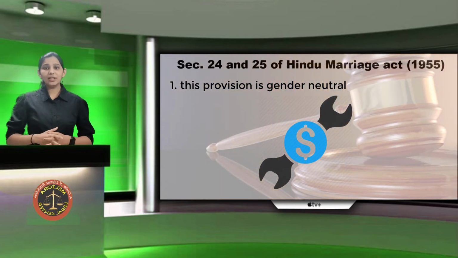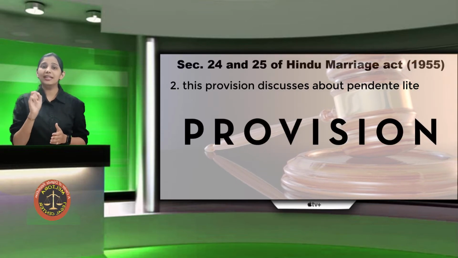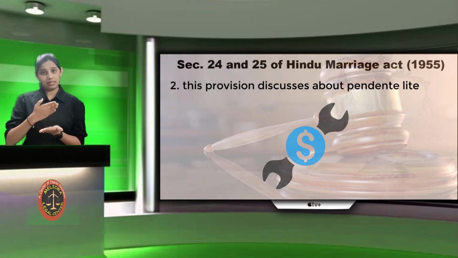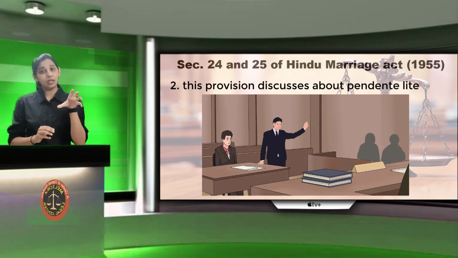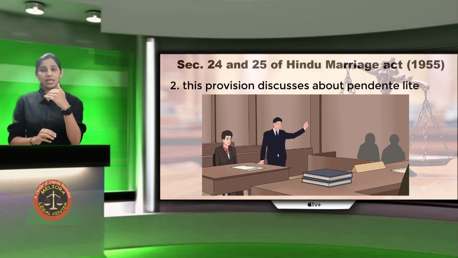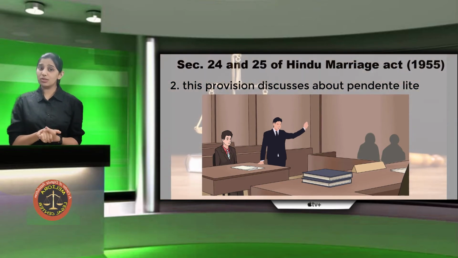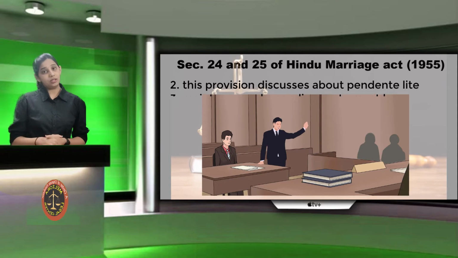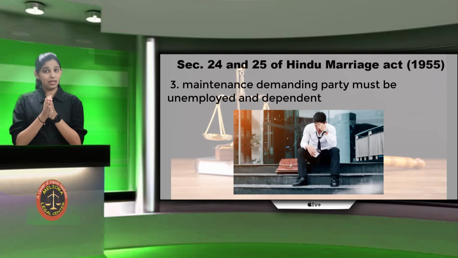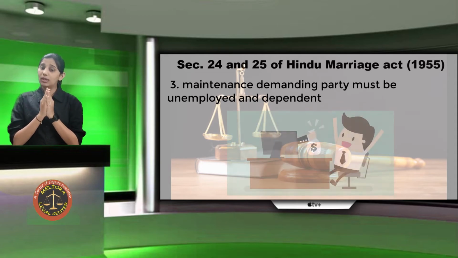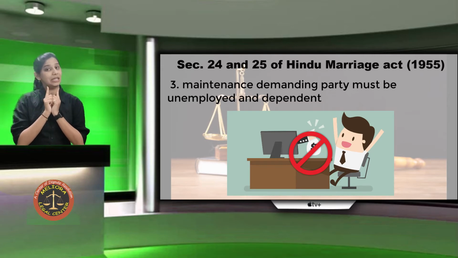Easy. The second point that you need to focus on is the pendente lite nature of this provision, which means such maintenance will be provided until your case gets decided. Or in other words, during the legal proceedings of the case, and as soon as the decree is awarded, the provision will lapse automatically. So this is also known as interim relief. Now, the third point is the maintenance demanding party must be unemployed and dependent. One who is earning will not get any such maintenance. Remember, who is earning will not get any maintenance.